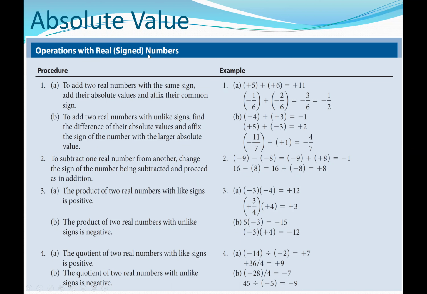Now, if I have -1/6 plus -2/6, I'm going to combine the two first. So -1/6 and -2/6 will give me -3/6. I add the two values and keep the sign negative. And -3/6, I reduce it to give me -1/2.